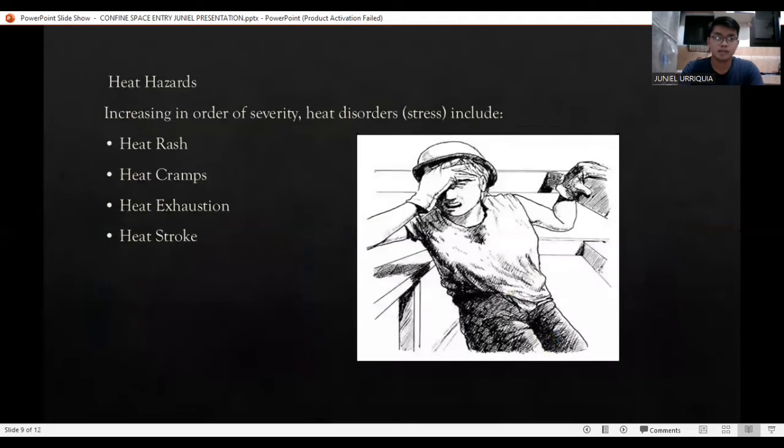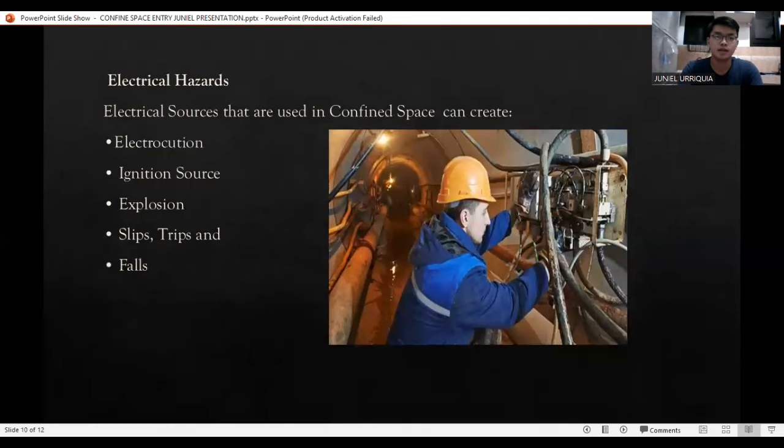Heat hazards. Increasing in order of severity, heat disorders include heat rash, heat cramps, heat exhaustion, heat stroke. So, yun yung mga possible kapag ikaw ay labis na na-expose sa sobrang kainitan sa iyong pagtatrabaho, sa area ng iyong trabaho. Electrical hazards. Electrical sources that are used in confined space can create electrocution, ignition source, explosion, slips, trips, and falls.